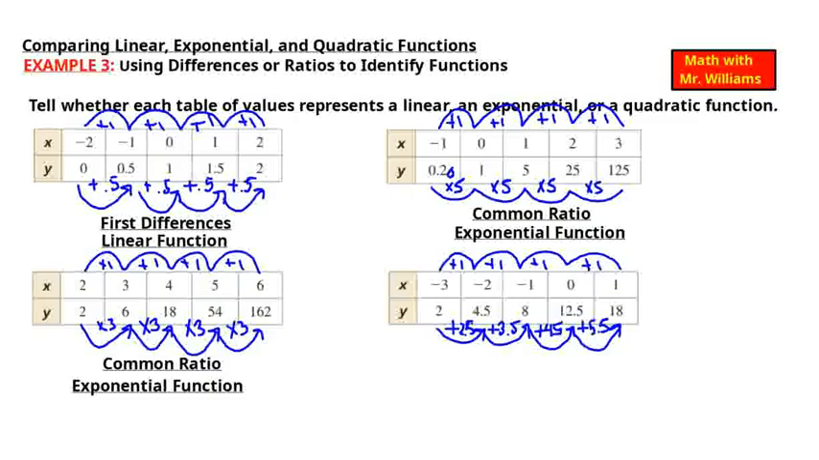So let's go ahead and check on those second differences. How do I get from 2.5 to 3.5? We are going to increase by 1. 3.5 to 4.5, increase by 1. If we get from 4.5 up to 5.5, we are going to increase by 1. So this does have second differences, which makes it a quadratic function.